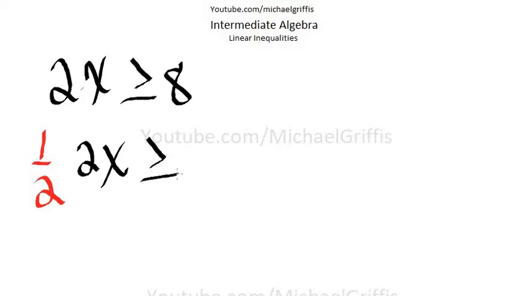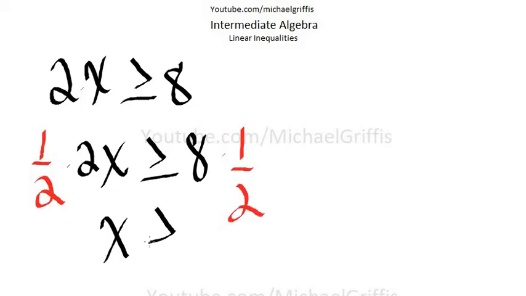We need to get a 1 in front of the coefficient of x. And we do that by multiplying both sides by a half. Alright, multiplying both sides by a half, so now we're left with a half times 2 is 1, which remember we don't write that coefficient, and 8 times a half is 4.